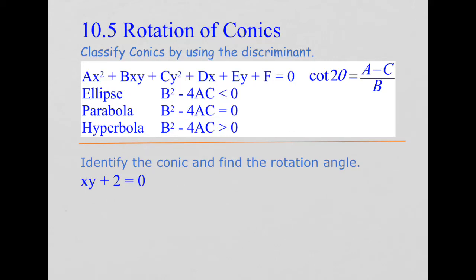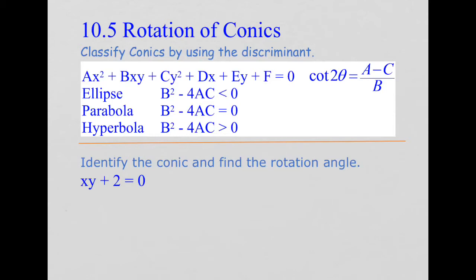Good morning. Today we're going to do Chapter 10, Section 5, Rotation of Conics. We classify conics by using the discriminant. The standard form for a conic is ax squared plus bxy plus cy squared plus dx plus ey plus f equals 0. If the discriminant is less than 0, it's an ellipse. If it's equal to 0, it's a parabola. And if it's greater than 0, it is a hyperbola.